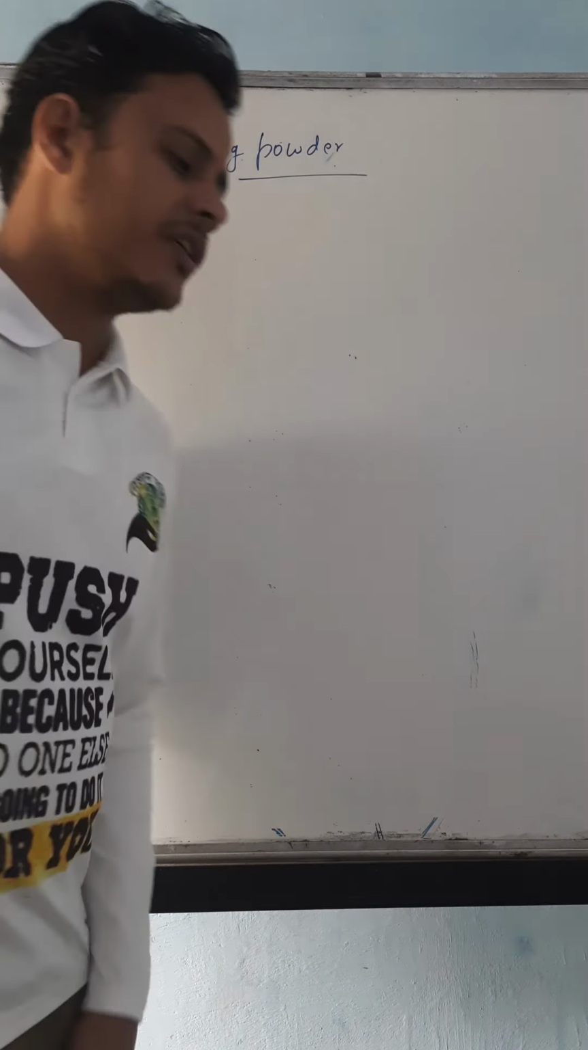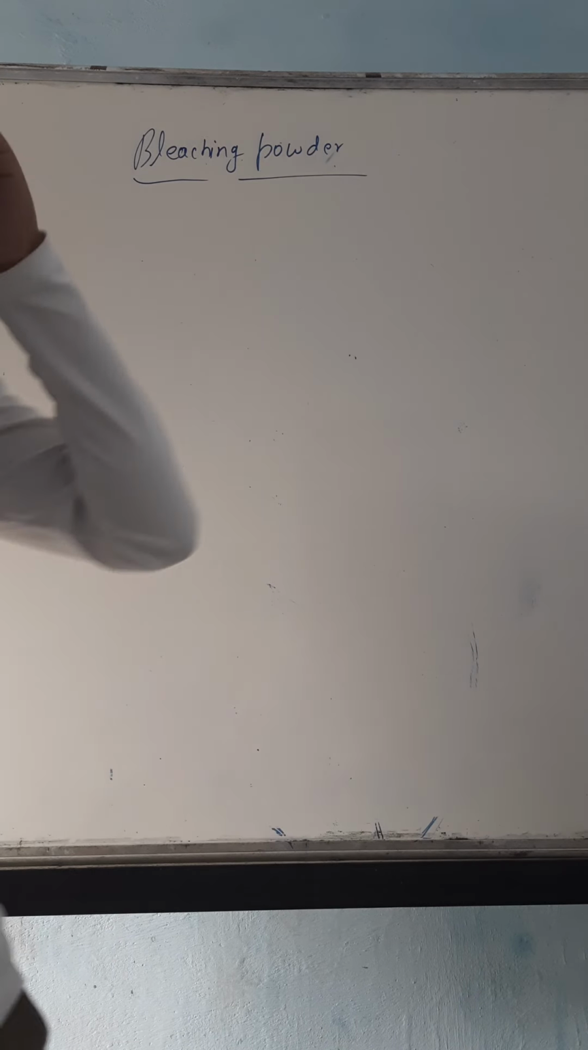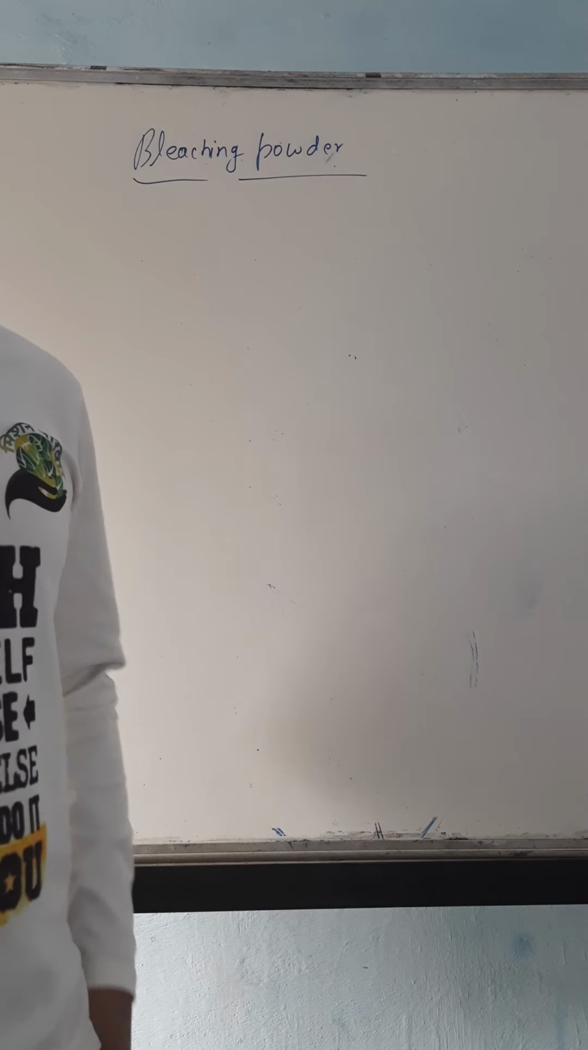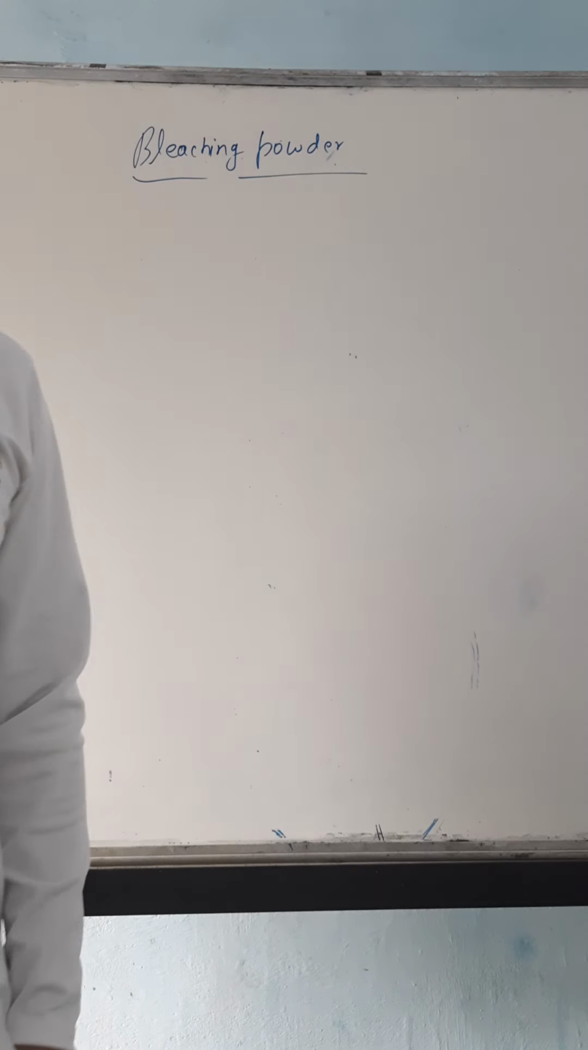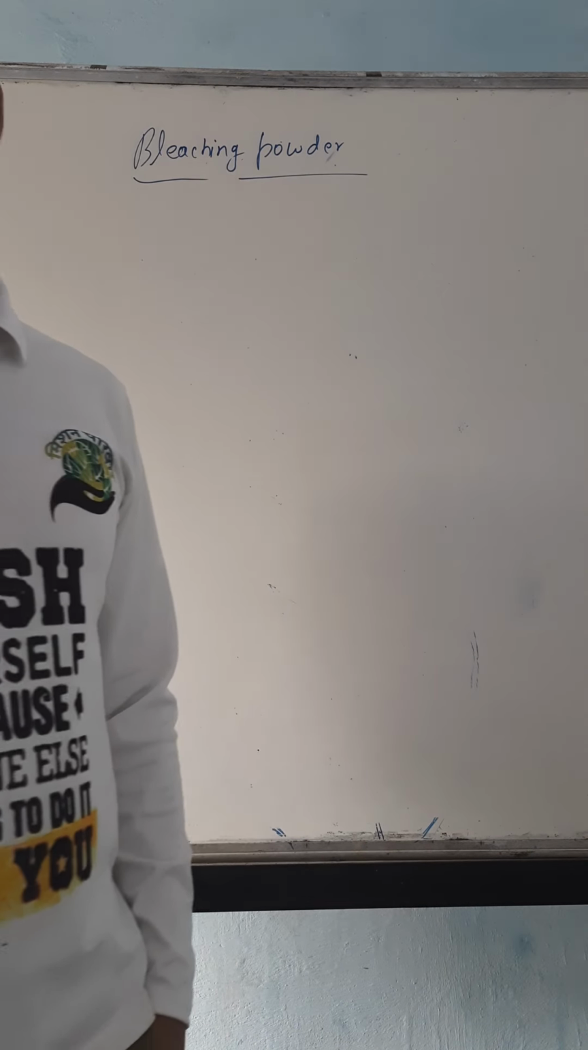So hello dear students. Today we will move ahead in the second chapter, acids, bases and salts. There we were discussing some compounds. We have already discussed common salt, that is sodium chloride, and sodium hydroxide, also called caustic soda. Today we will be discussing bleaching powder. What is this bleaching powder?